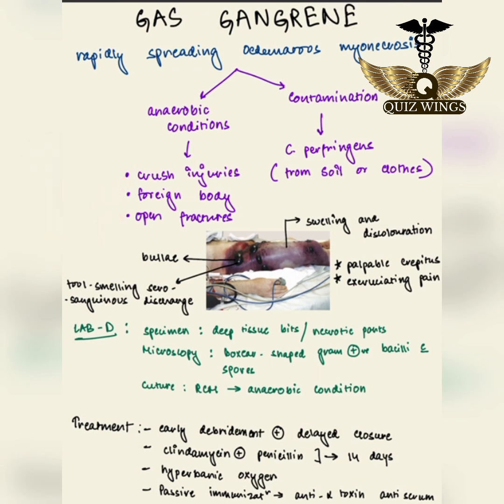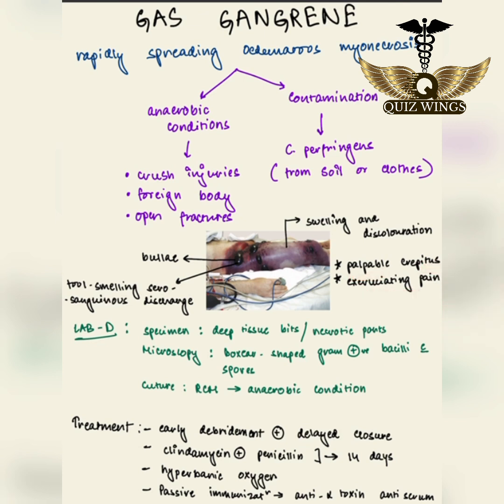Right. So, this is a picture of the right foot of a person that has undergone gas gangrene. You can see there is swelling and discoloration. Then there are these black colored bullae, and they have foul smelling serous sanguineous discharge. And there's also palpable crepitus and excruciating pain.